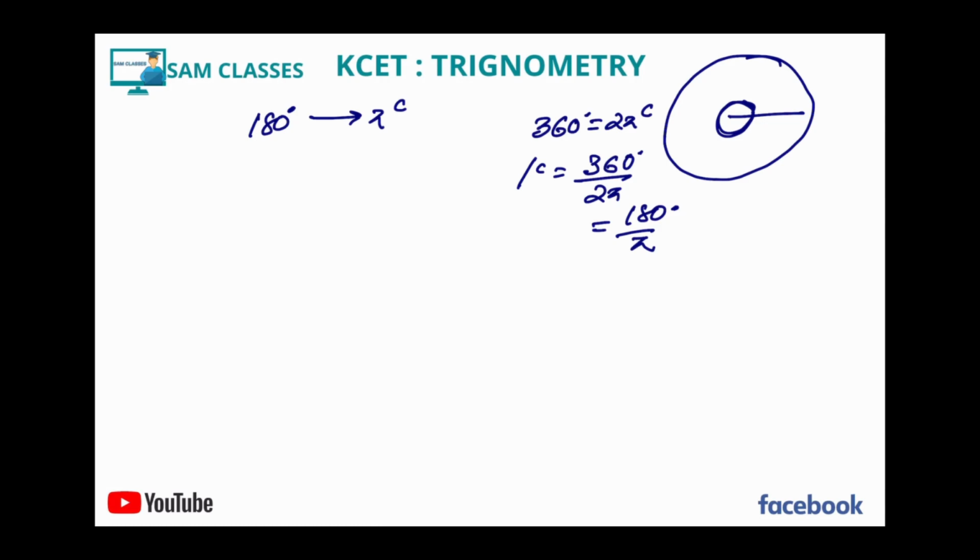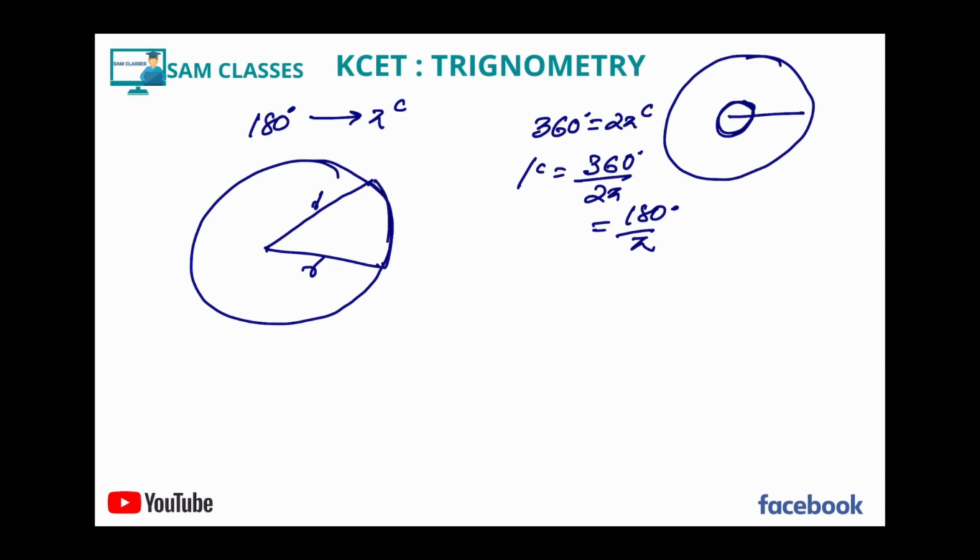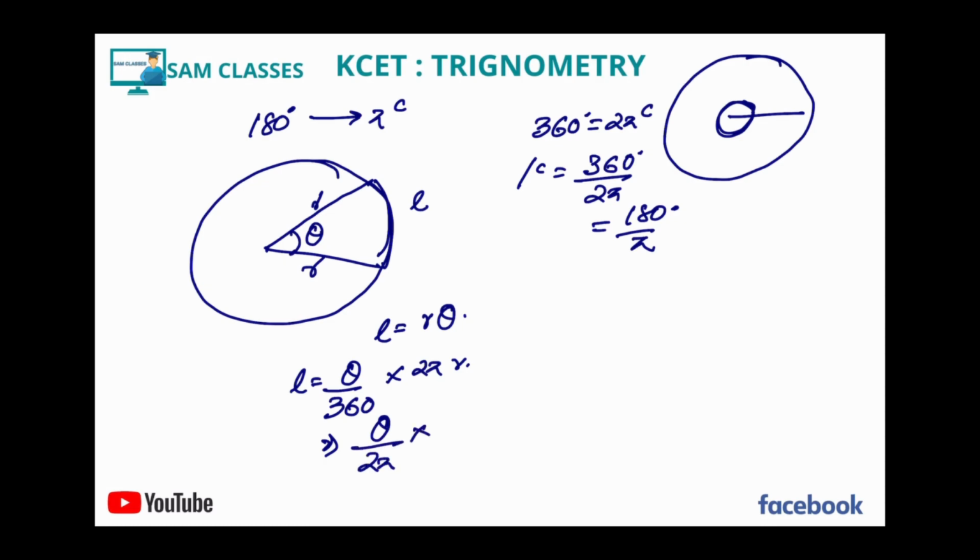Next, we learned that in a circle, this is the radius, this is the arc length, let's say L, and this is the angle theta. So we know L is equal to r theta. Correct. We also have a formula where L is equal to theta by 360 into 2 pi r. If I do theta by 2 pi into 2 pi r, it's basically L is equal to r theta. So a very similar formula. Now let's see the next part.